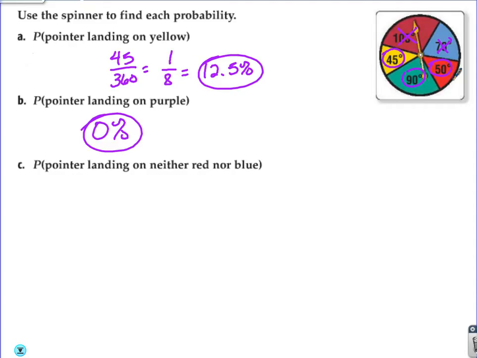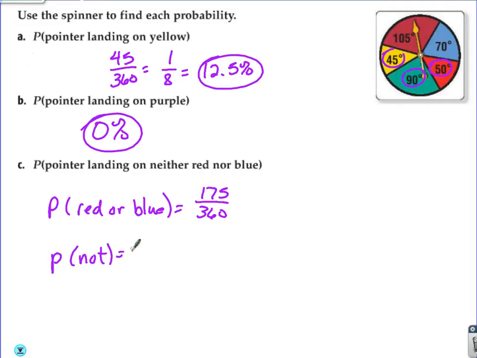Now, there's 2 ways of working that. You could deal with the red and blue. Let's do this. What's the probability that it's going to land on red or blue? Because there's only 2 of those. What was the red and blue? Mark them out. 105 and 70, which would be 175. The probability it's going to land on red or blue would be 175 out of the 360 degrees. Well, the probability that it's not, without even having to add those up, would be the rest of it, which I think is the 185 out of 360.